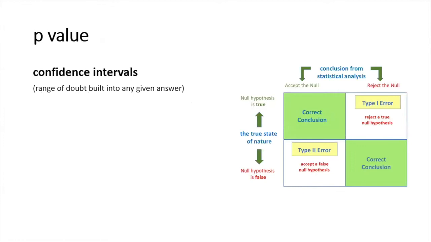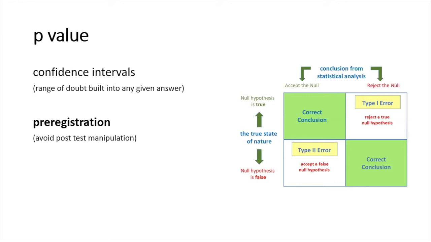Okay? There are several ways of improving, of not just using p-value. Okay? So the other things that have been suggested: use confidence intervals, which give you some idea of where the doubt is in any given data. Okay, one pre-registers your project so that you don't do what we did, which is to manipulate the statistical analysis. So you set out your experiment with a stated hypothesis and a p-value that you're going to consider.